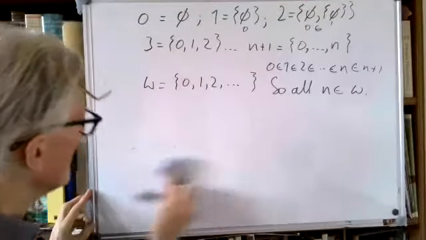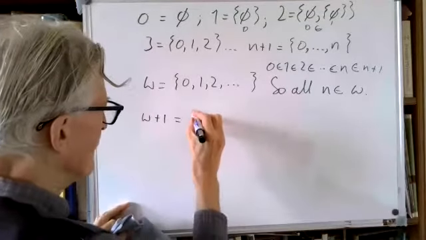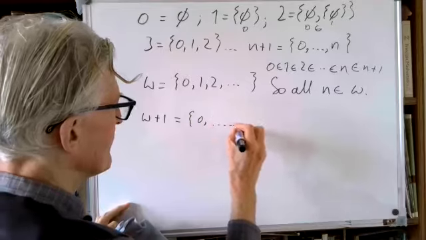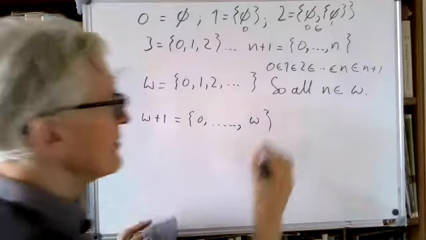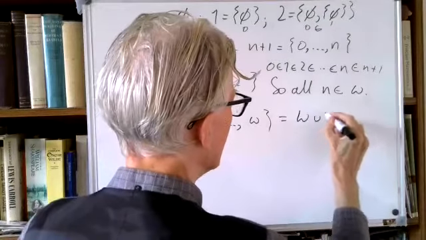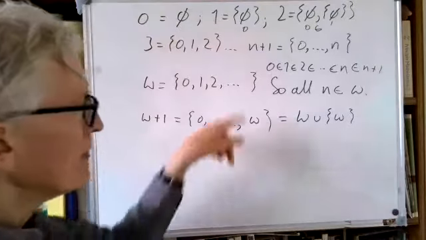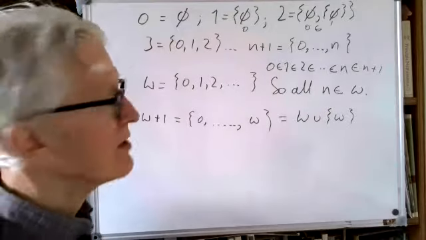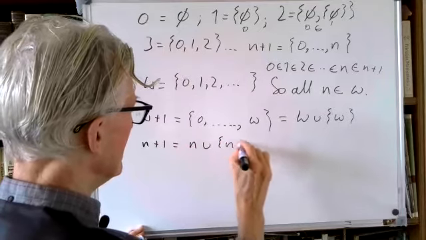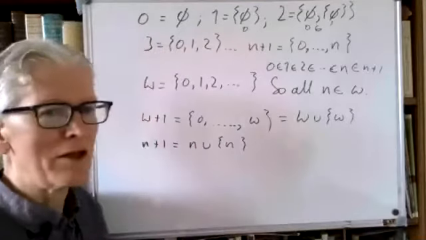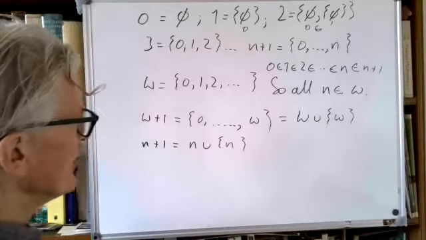Omega plus 1 is then all of this lot here, but it also has omega. So I can think of this as omega together with the singleton of omega, a union. And that would be true for each of these previous things here. N plus 1 is simply n together with the singleton of n here. And again, of course, this is just the beginning.